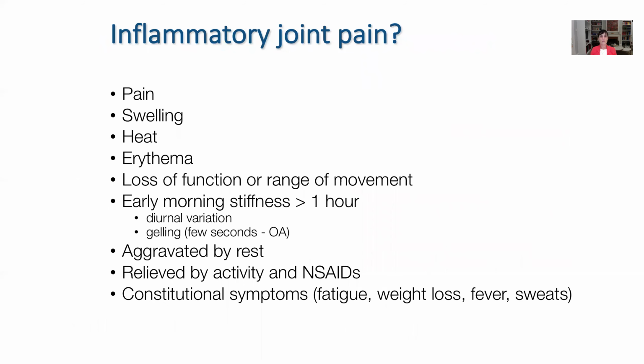So when assessing a patient and wondering if they have joint inflammation, the characteristic features include pain, swelling, heat, redness, and loss of function or range of movement. In addition to these 5 pathognomonic features, there may also be early morning stiffness for more than an hour, which has a diurnal variation, meaning that it is more severe, usually in the morning after prolonged periods of rest, and improves over the day with increasing activity.